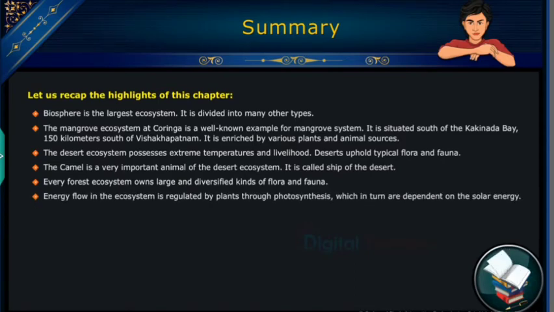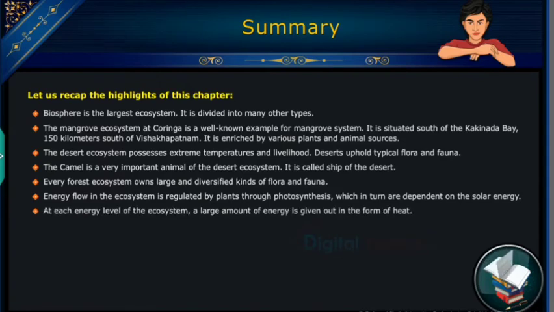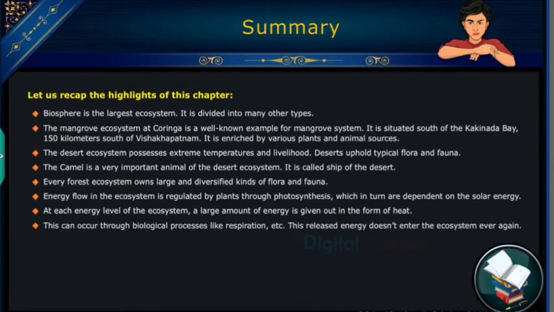Energy flow in the ecosystem is regulated by plants through photosynthesis, which in turn is dependent on solar energy. At each energy level of the ecosystem, a large amount of energy is given out in the form of heat. This can occur through biological processes like respiration, etc. This released energy doesn't enter the ecosystem ever again.